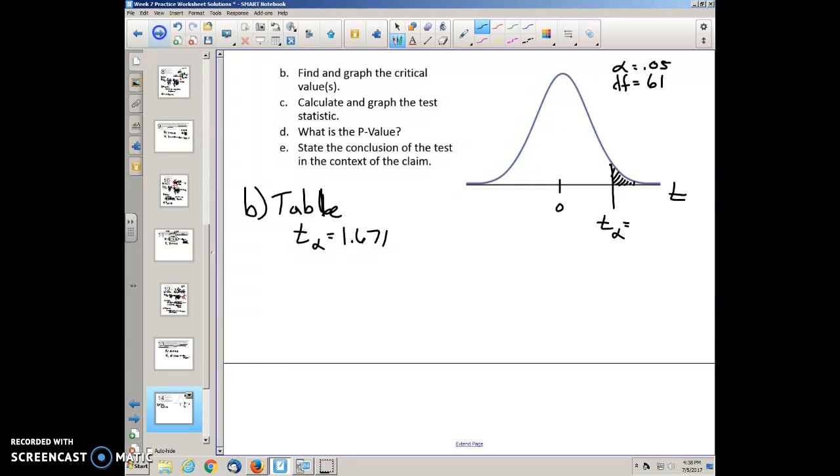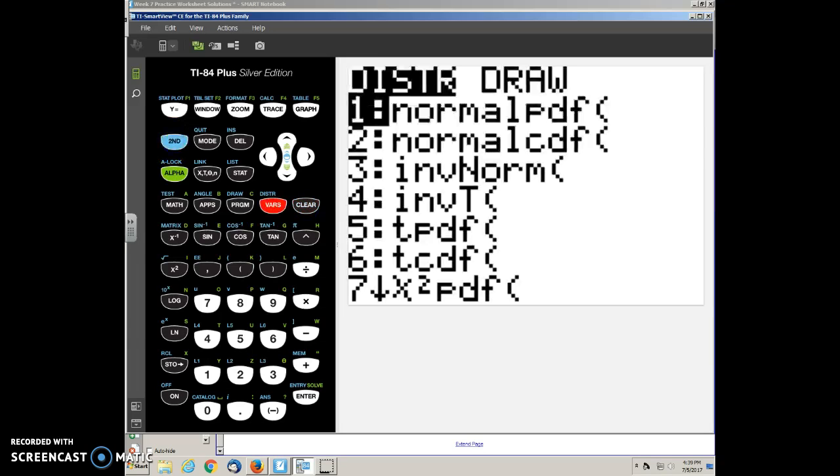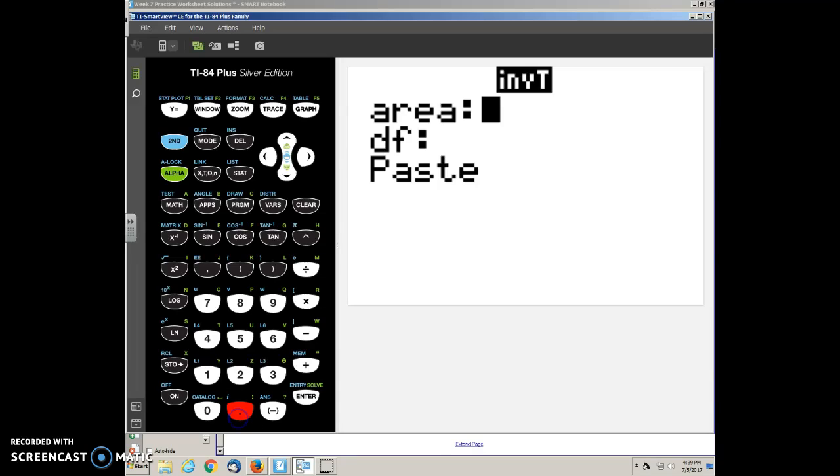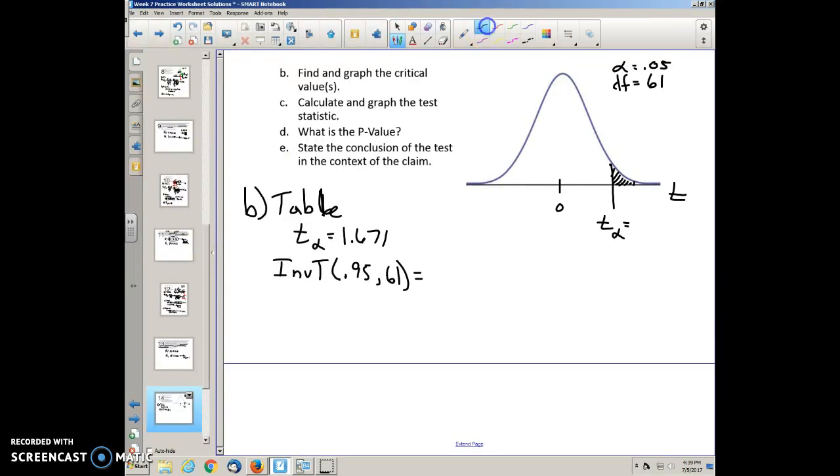If we use inverse t, though, we would do inverse t of 0.95 comma 61. That would give us the answer as well. So second VARS, number 4, area to the left is 0.95, degrees of freedom 61, and we get 1.670. So very close. I'm going to use that one. Using 1.671 would have been fine as well.